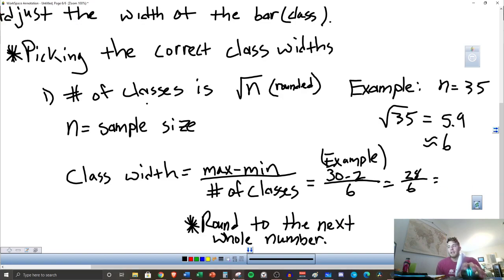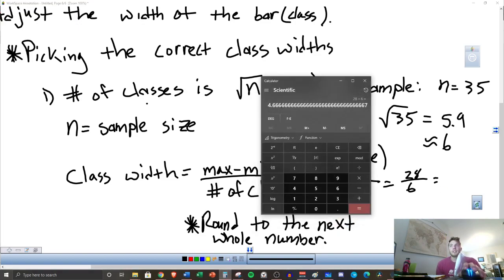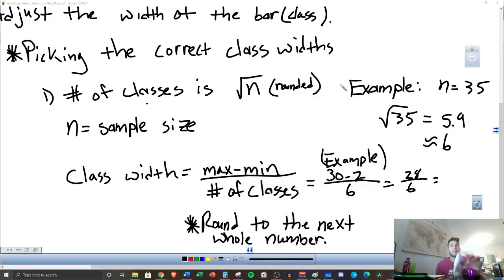So what that means for us when we got 4.6 repeating, even if this had been 4.1, we would still round up to 5. So we're going to round up to 5. We have 5 widths. Okay. Or our class width is 5. So 6 classes, the width is 5.